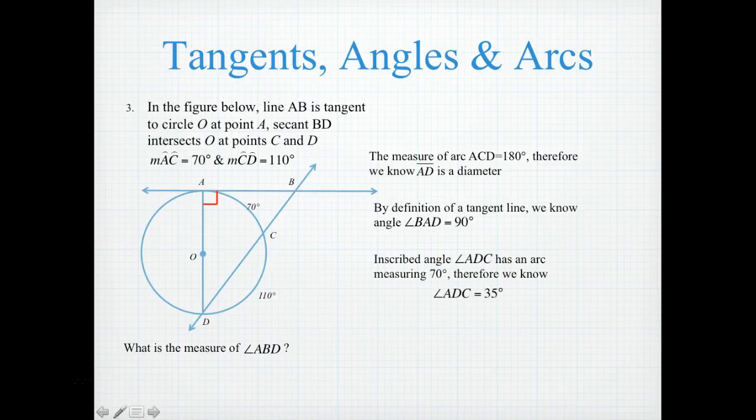Inscribed angle ADC has an arc that measures 70 degrees. Therefore, we know the angle ADC is 35 degrees. And knowing that the interior angles of a triangle add to 180 degrees, we can conclude that angle ABD is equal to 55 degrees.